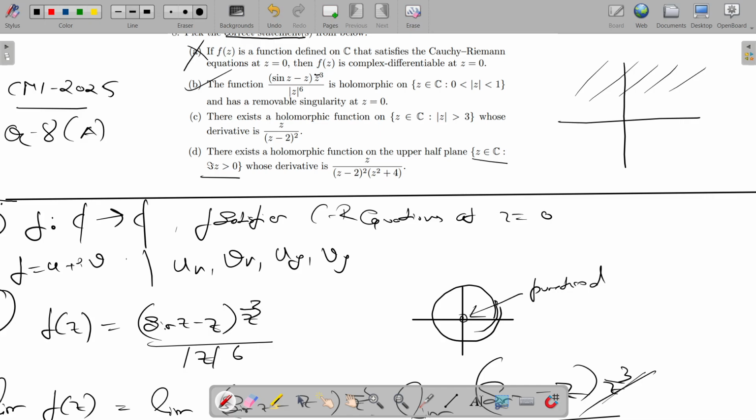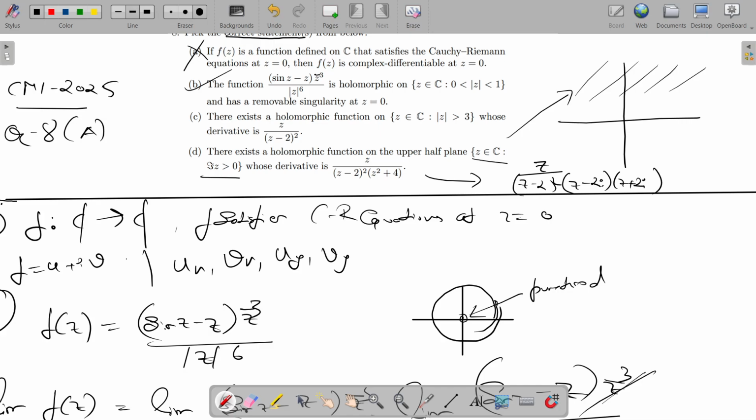So it is asking whether there exists a holomorphic function on this upper half plane whose derivative is this. If we look at it carefully, z by (z minus 2) whole square is similar to the first option, but it's z square plus 4. So we can write it as (z minus 2i) into (z plus 2i).